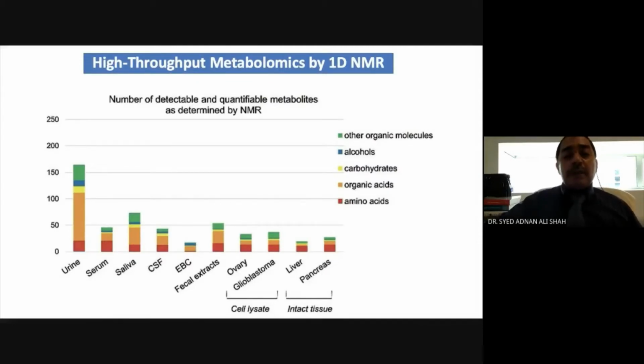So these are the metabolites detected through NMR in different samples, for example urine and serum. The metabolites which can be characterized through NMR in urine include carbohydrates, sugars, organic acids, amino acids, alcohols, and other organic compounds. So you can see how a spectroscopic technique can play an important role in the identification of metabolites in different samples: urine, serum, saliva, and so on.